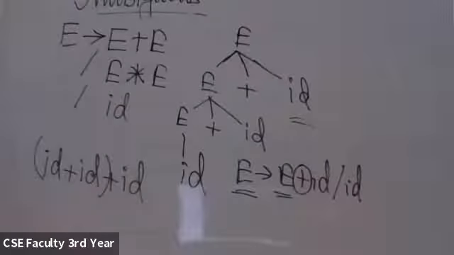The operator having higher precedence should be at the lower level. For example, please note down, if we have two operators, plus and multiply, then we have to make sure that multiply is at lower level as it has higher precedence.